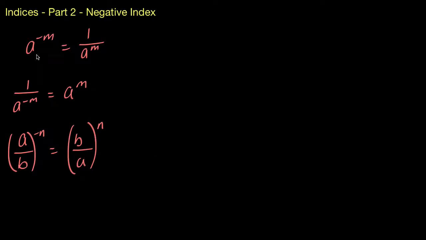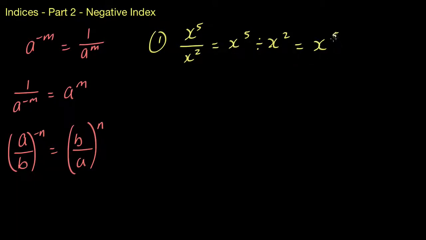Now the first one we've got here is a to the power of minus m is equal to 1 over a to the power of m. And I'll just show you how we can quickly prove that. What we've got is example 1 here. We're going to look at x to the power of 5 over x squared, or x to the power of 2. Now we could rewrite that as x to the power of 5 divided by x to the power of 2. It's the same thing. And in the last video, we saw that when we're doing something like this, we can just rewrite it as x to the power of 5 minus 2, and we get x to the power of 3.